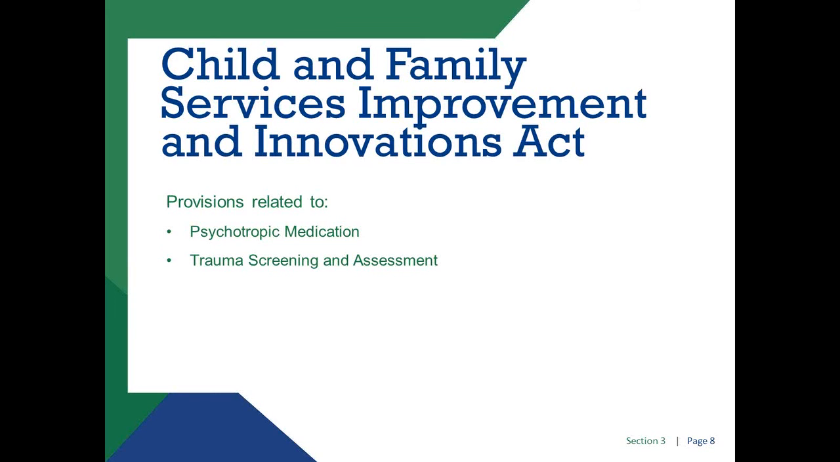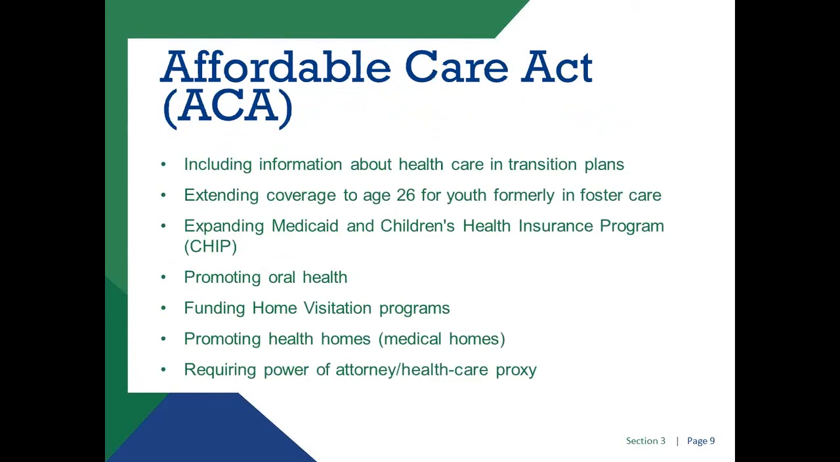So some provisions of the Affordable Care Act also have a direct impact on children in foster care. And the Fostering Connections Act required detailed transition plans to support youth who are aging out of foster care, and the ACA builds on that requirement to require information about health care and transition plans. So this includes information about health insurance options and the importance of designating a health care power of attorney or health care proxy to make decisions when a youth in care can't participate in those decisions or becomes incapacitated.